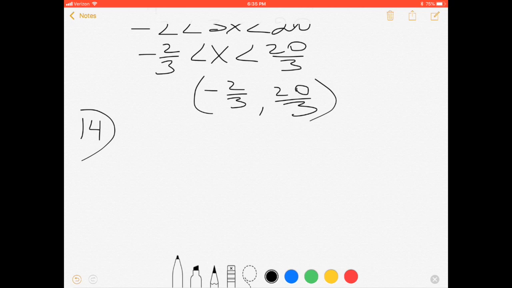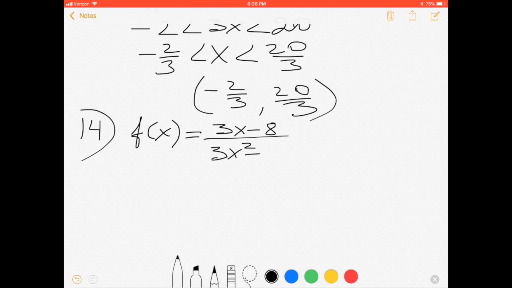Here you have the function f(x) equals (3x minus 8) over (3x squared plus 5x minus 2). Same question: write it as a power series and find the interval of convergence.